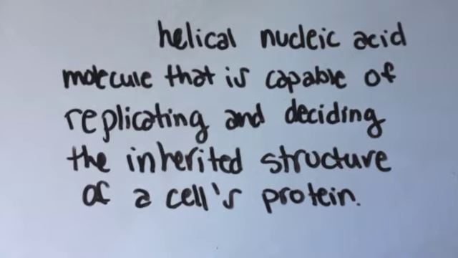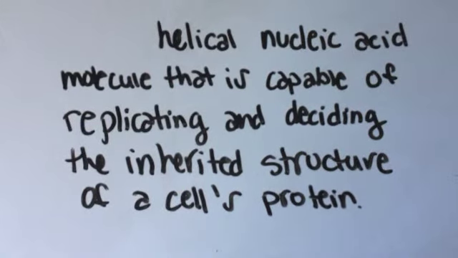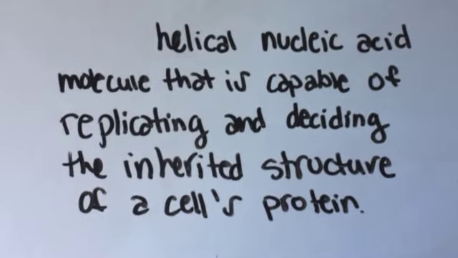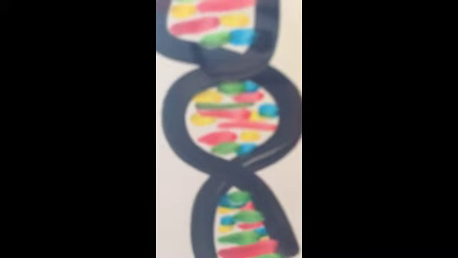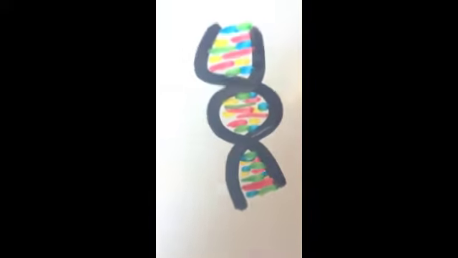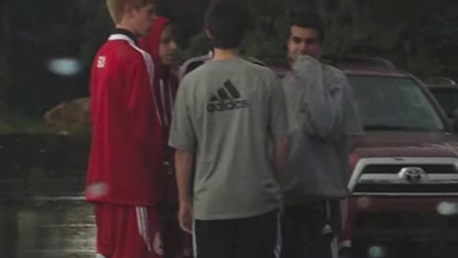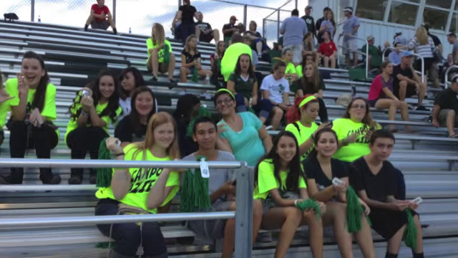So back to the question, what is DNA? The definition, helical nucleic acid molecule that is capable of replicating and deciding the inherited structure of a cell's protein, is right, but wrong. DNA is a complex tiny molecule that makes us who we are. It is the building block of life. Without it, we would be exactly the same, or nothing at all. DNA contains all of our genes and tells our cells what to do. DNA also determines our physical characteristics and what diseases we can get. DNA is the tiny, amazing little thing that makes us who we are.